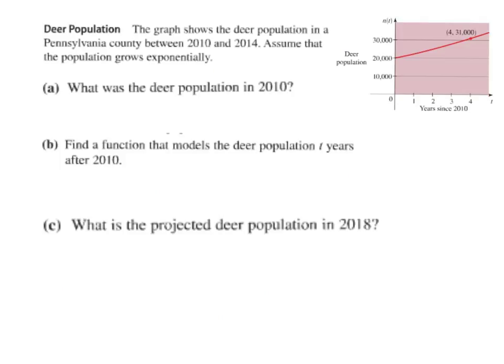The graph shows the deer population in a Pennsylvania county between 2010 and 2014. Assume that the population grows exponentially. Part A, what was the deer population in 2010? Well, we are using the formula that we just went over, N of t equals N naught e to the rt. What was the population in 2010? That would be year 0, because the x-axis is the years since 2010. So 0 would be right on 2010, and if you look straight up to the red line, we're at 20,000. That will be N naught, 20,000.